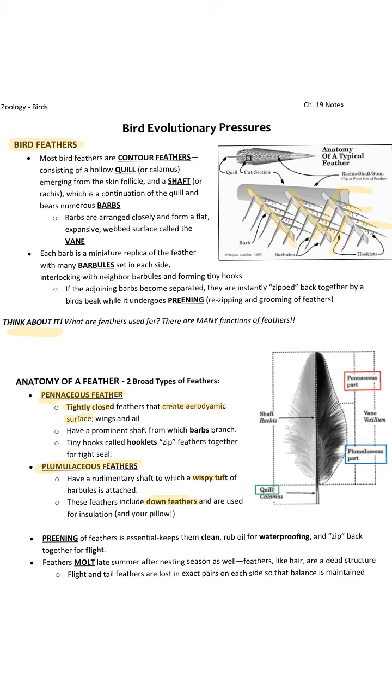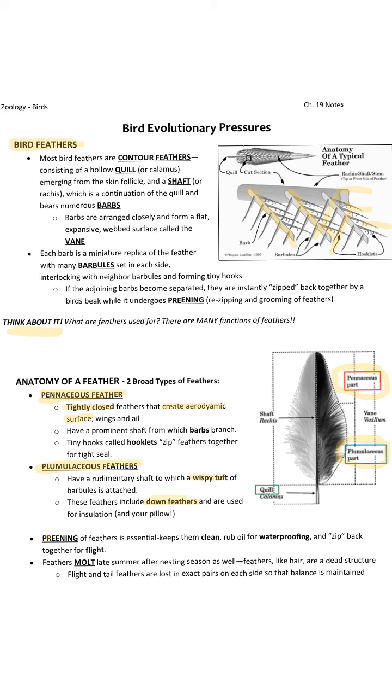Okay, so if you were to look at a bird's body, the pennaceous part of the feather is further away from the bird's body. The plumulaceous or down part of their feather, which again is used for insulation, is going to be closer to their body to keep them warm.